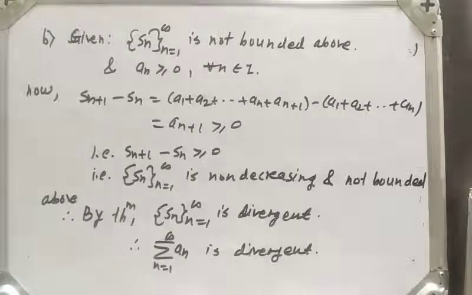Okay. So, if the series is of non-negative terms and if the sequence S_n is bounded above, then the series sum of a_n is convergent, and if the sequence S_n is not bounded above, then that series sum of a_n will be a divergent series. Okay.